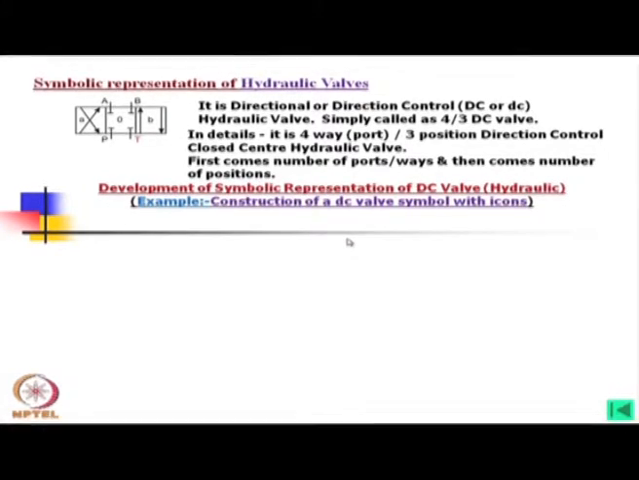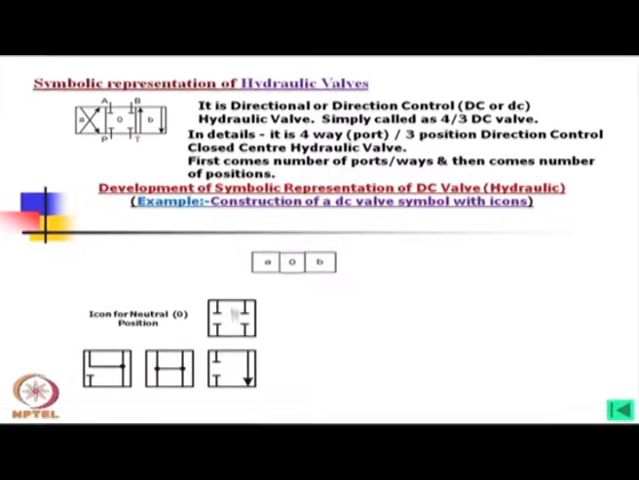Now, development of symbolic representation of a DC valve, that is, direction control valve. Example of construction of a DC valve symbol with icons. This is a simple icon where it is written 0. Now we have another icon, here it is A. These are not icons, just boxes where we will present the ultimate icon, and then we put A here, and another we take as B and put it here. So these are not exact icons, but representing icons, and then we can choose even more icons and construct a valve for directional control.